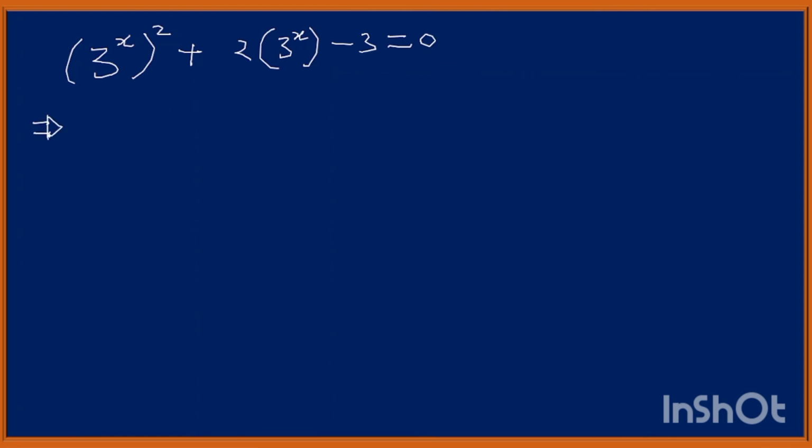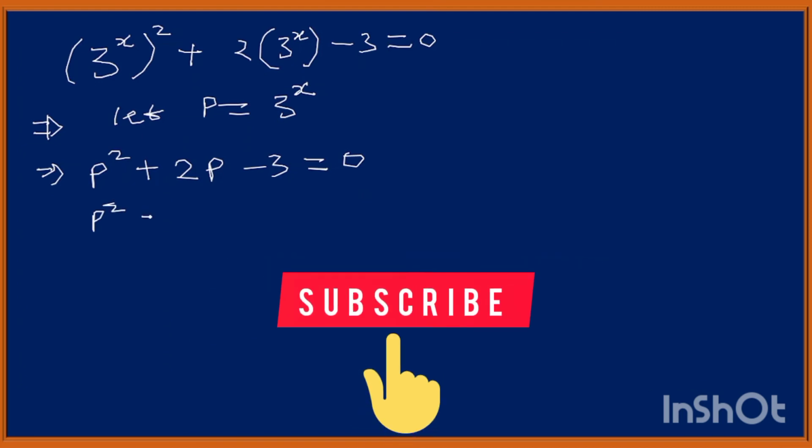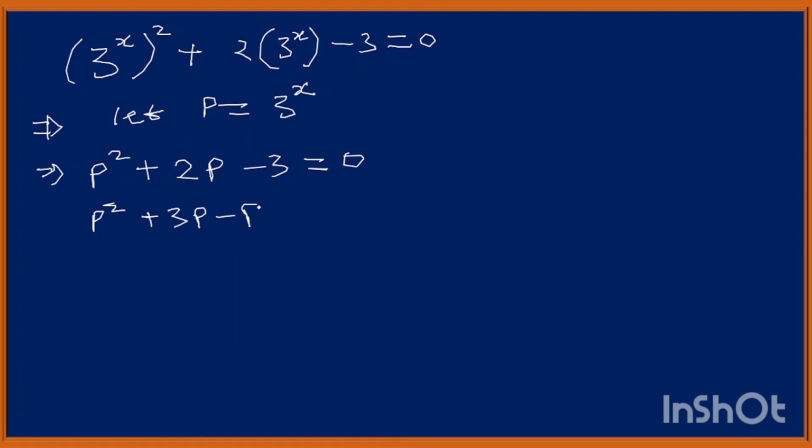So first thing we do, we are going to let a number, let me say let p again to be 3 raised to the power x. If we do that, anywhere we have 3 to the x here, we put in p. So we have p raised to the power 2 plus 2p minus 3 is equal to 0. So using factorization method, you solve this. You're going to have p squared plus 3p minus p minus 3 is equal to 0.